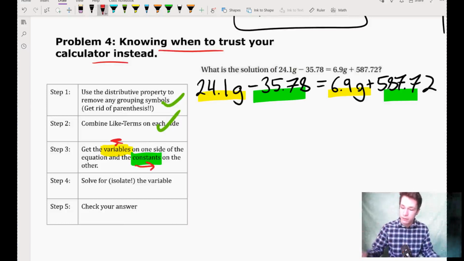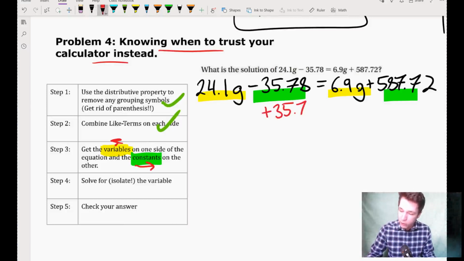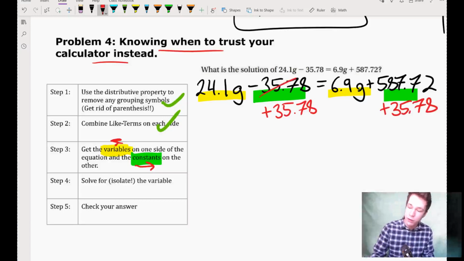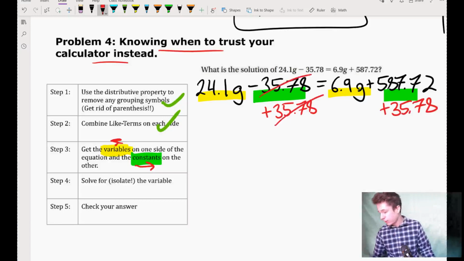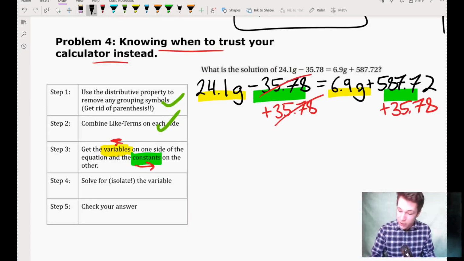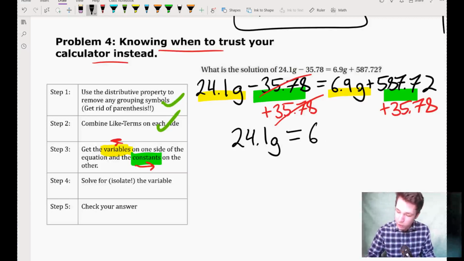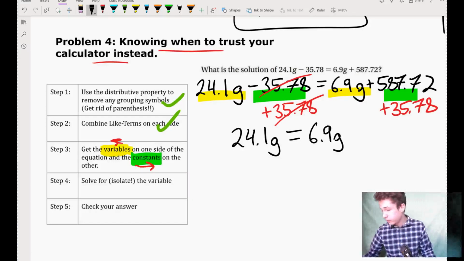Let's get rid of that constant on the left. So to do that, I need to add 35.78 to both sides. 35.78. Okay, now is the part where you need your calculator, okay? There are some things at this point that we could still figure out. 24.1g, those will cancel on the left, is equal to 6.9g plus whatever this turns out to be when I add those two numbers together. So let's get the calculator.